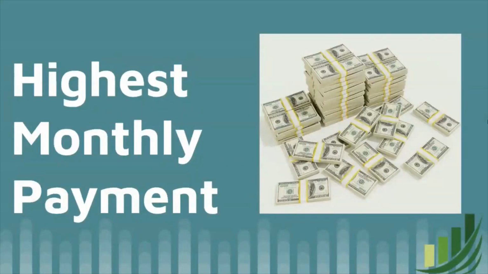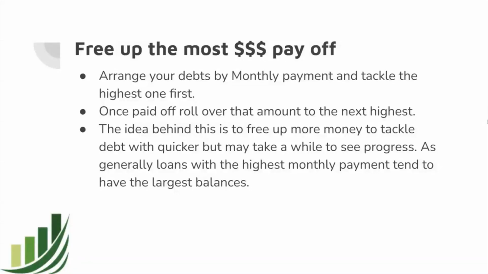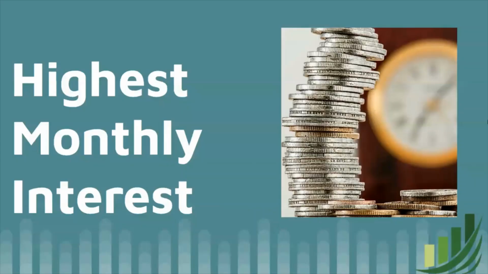Highest monthly payment. This one's a little bit self-explanatory, which is trying to free up the most money to continue paying off. So you're going to arrange your debts by monthly payment and tackle the highest one first. Once that one's paid off, you roll over that amount to the next highest. Again, the idea behind this is to free up more money to tackle debt quicker. But again, this can also take a while to see progress because generally loans with the highest monthly payment tend to have the largest balances.